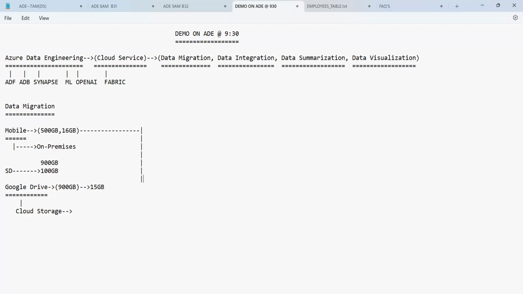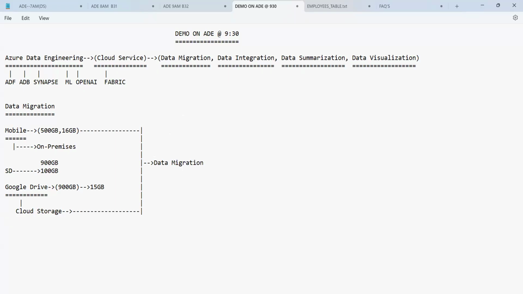So always, guys, whenever you want to store the data into the cloud storage, this process of moving the data from the physical device or the on-premises storage to the cloud storage is called data migration. It is called what, guys? Data migration.